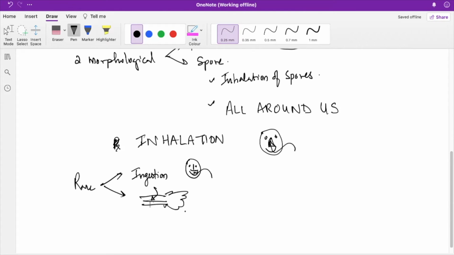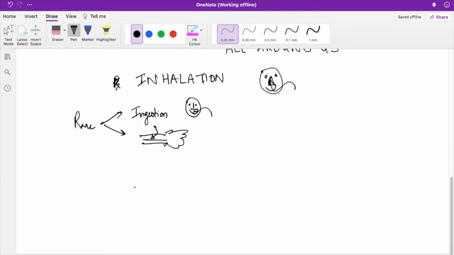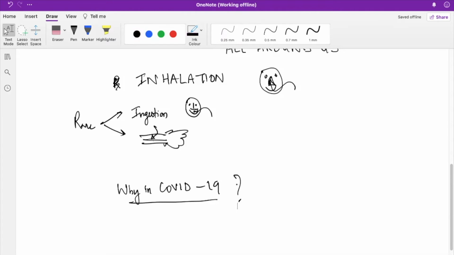But why is this infection occurring in COVID-19 patients? Normally, the human body has amazing mechanisms to protect itself from the invasion of millions of bacteria, viruses, fungi, parasites, etc. that are present around us. So why in COVID-19? Under normal circumstances, it is difficult for pathogens to penetrate this defense system.